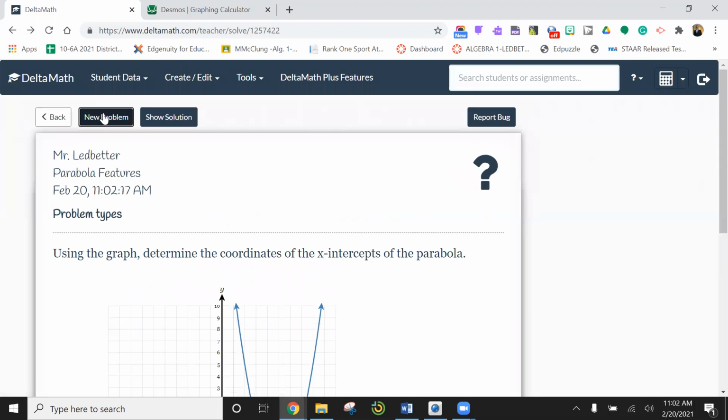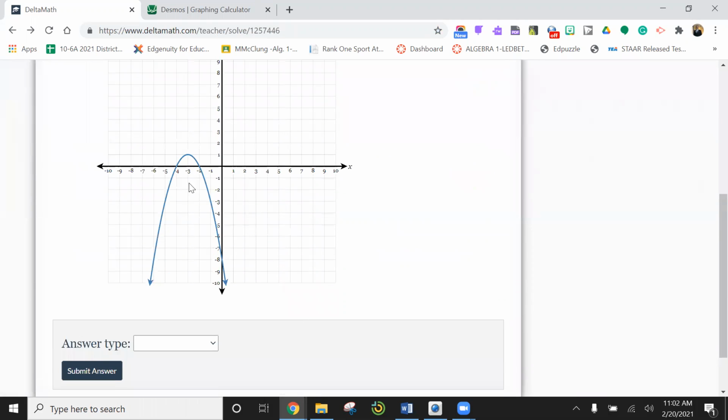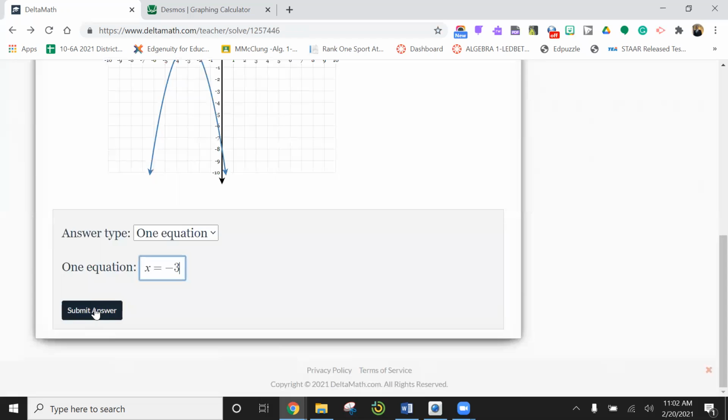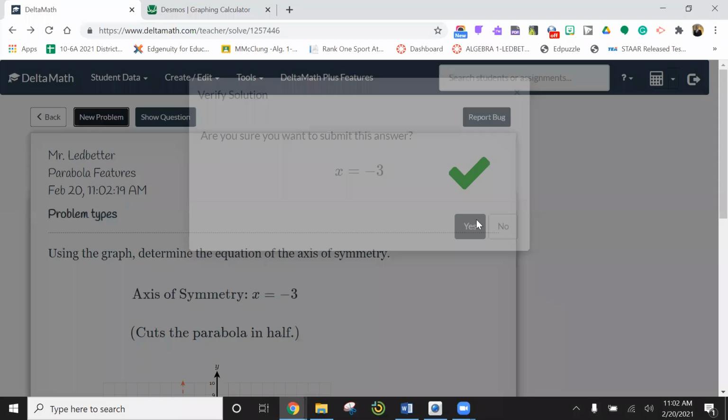New problem: x-intercepts, axis of symmetry. Let's do one more axis of symmetry. Remember, you want to draw a line going straight down through the parabola. It looks like it's touching the x-axis at -3, so I'll say the equation is x equals -3. All right, there we go.